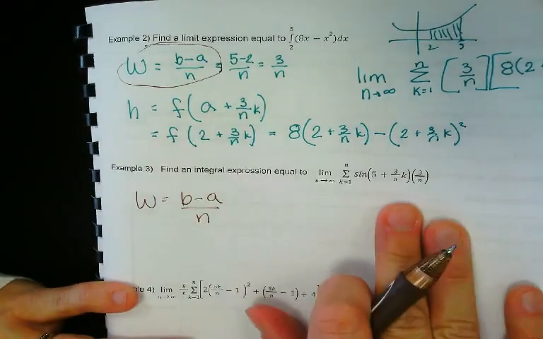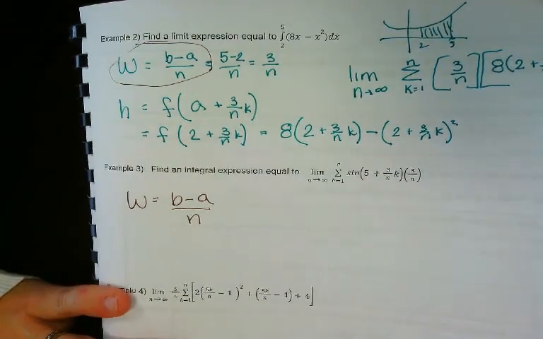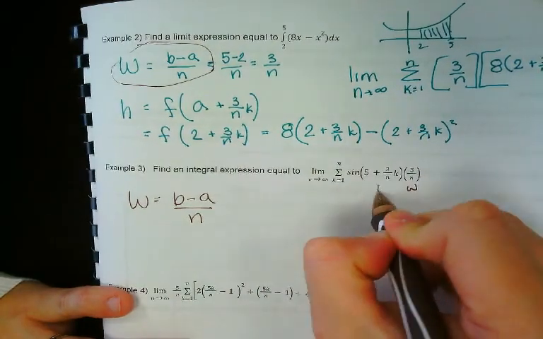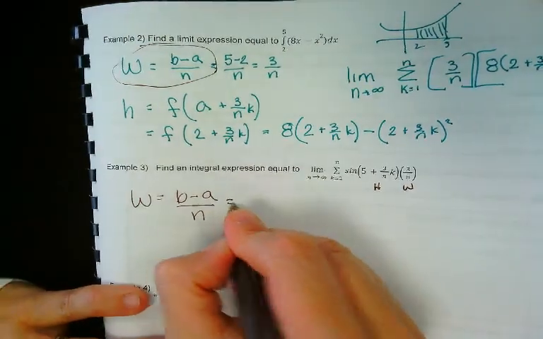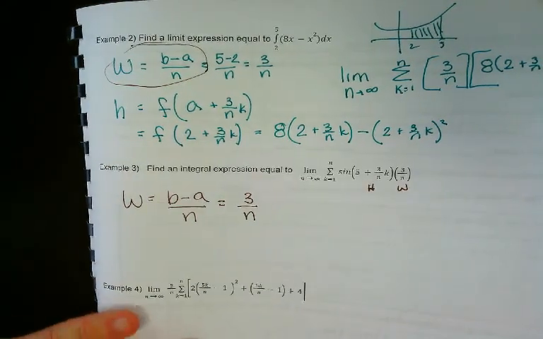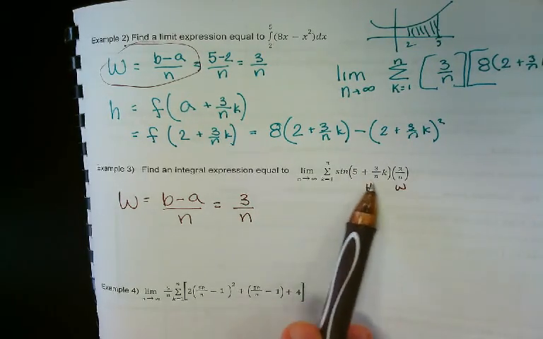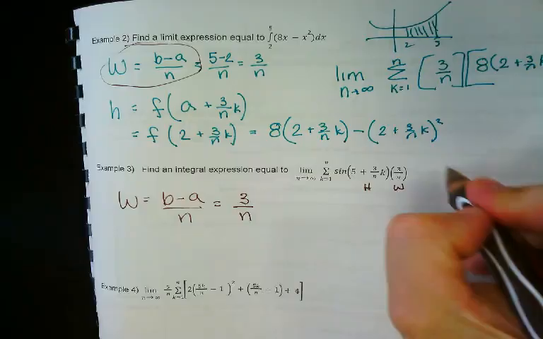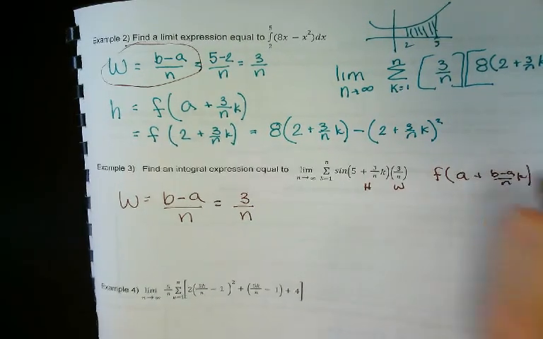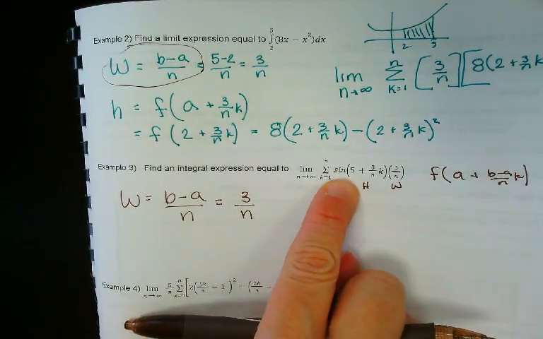Now, looking at this, you should be able to tell me what b minus a over n is. 3 over n. Does that make sense? So again, there's my width, there's my height. My b minus a over n is 3 over n. Now I should be able to figure out the a value, just by looking at what's inside here. 5, because the formula is f of a plus b minus a over n times k. I see that sitting inside here. That means the a value is 5.